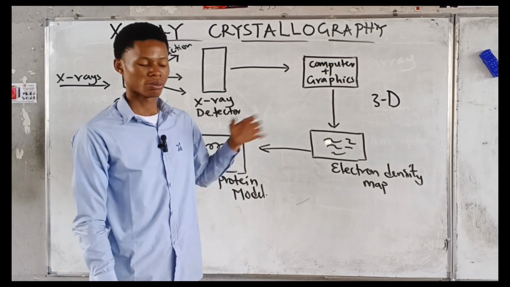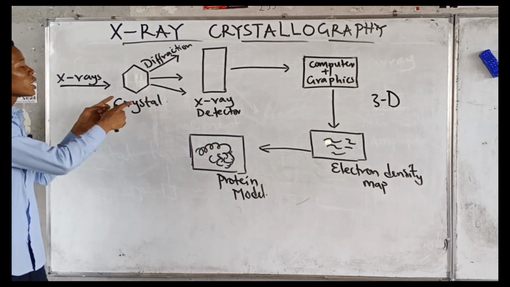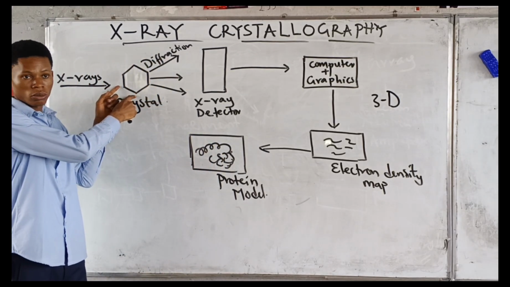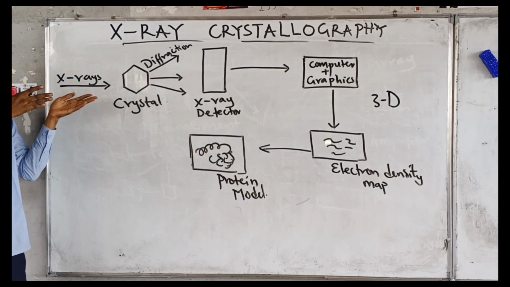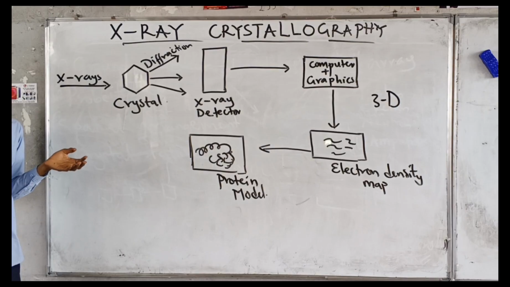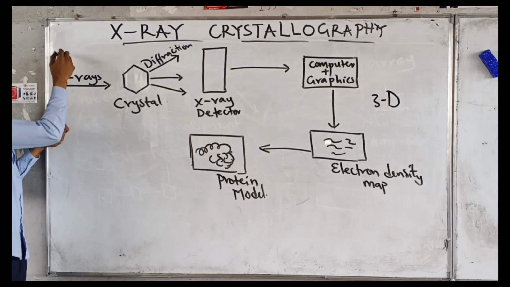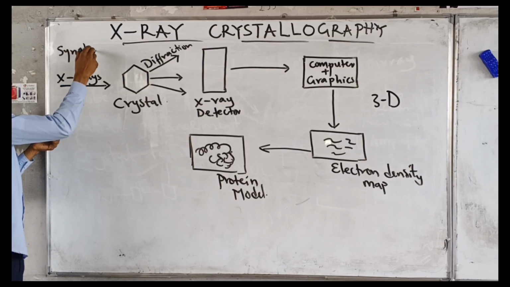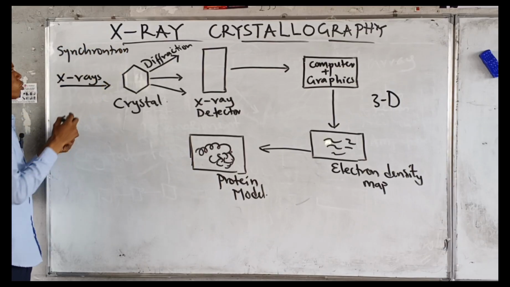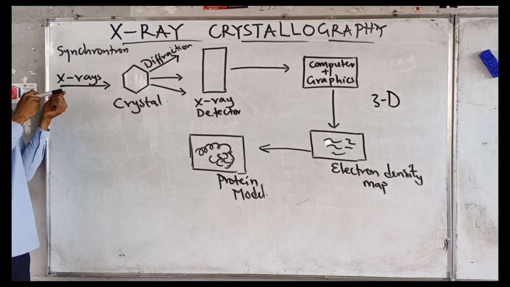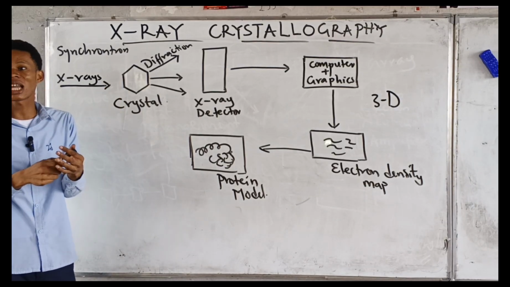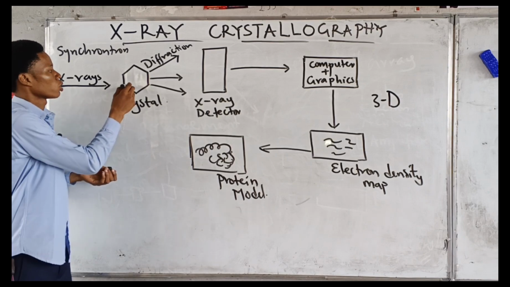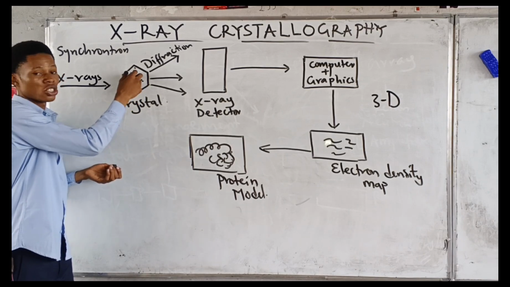I'll use this to explain that. Now, this is a crystal. We want to study the structure. This crystal will have X-ray passed through it. And one common source of our X-ray is synchrotron. So, synchrotron. Now, this X-radiation, this X-ray here, passes through this crystal, which has electrons arranged differently depending on the type of the crystal.